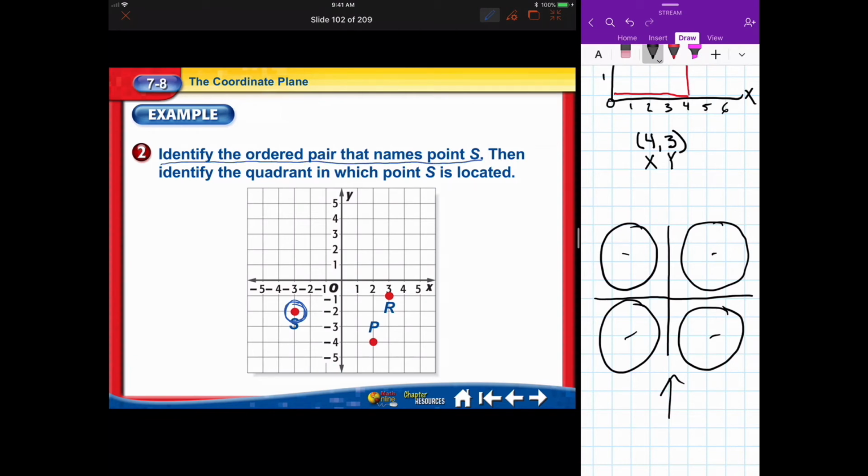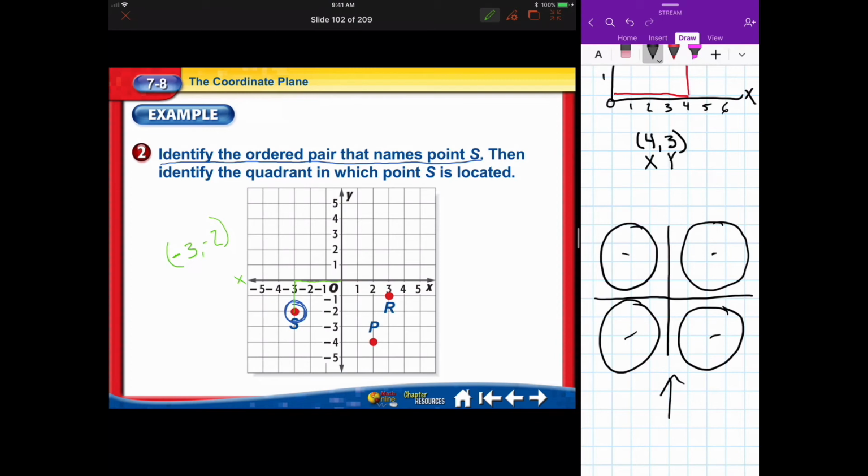The ordered pair. Okay? So what I'm going to do is I am going to go over on my X. I'm always starting on my X-axis. I'm going to go, there's 1, 2, 3. Okay, 3. However, this is negative 3 because I am to the left of 0. So that is negative 3 on the X-axis. Then I'm going to go on my Y-axis. 1, 2. But I see that I went down, that's negative 2. So my answer to the first part is (-3, -2).